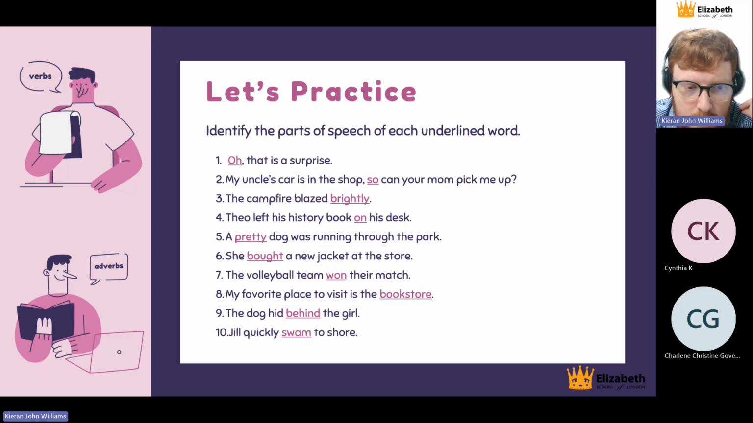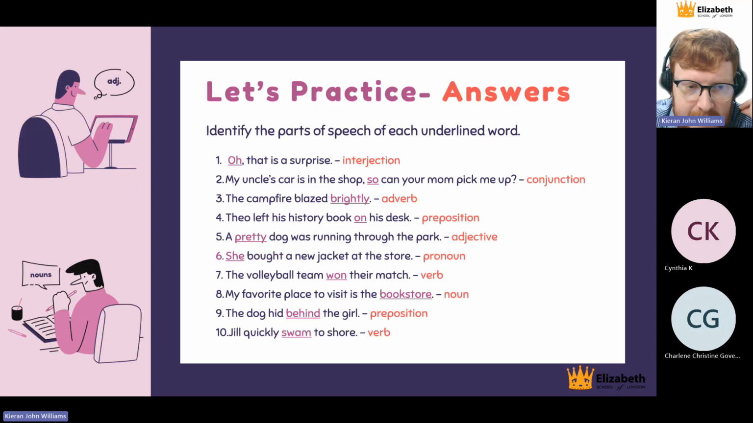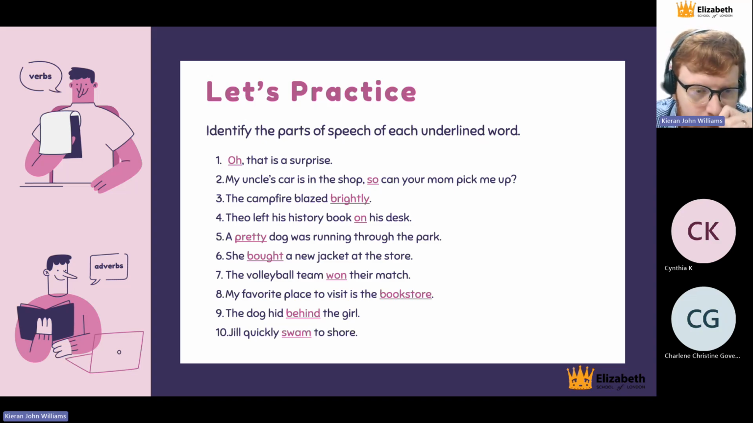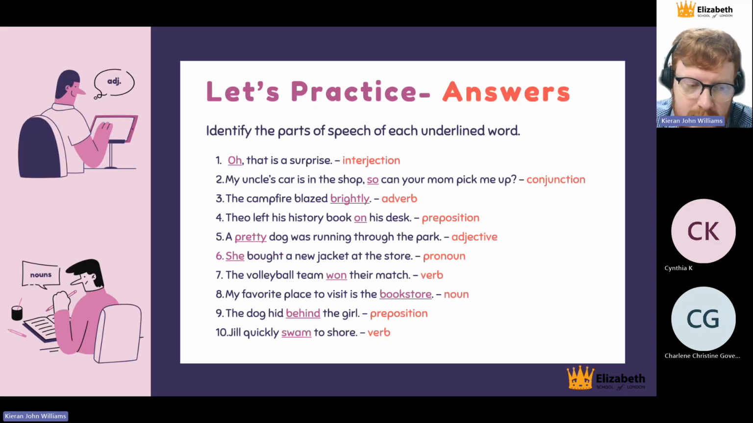Okay, so for number 1, we should see that it is an interjection. It suggests surprise, like, oh, that is a surprise. Number 2, my uncle's car is in the shop, so can your mum pick me up? So should be a conjunction because it connects the two sentences together.